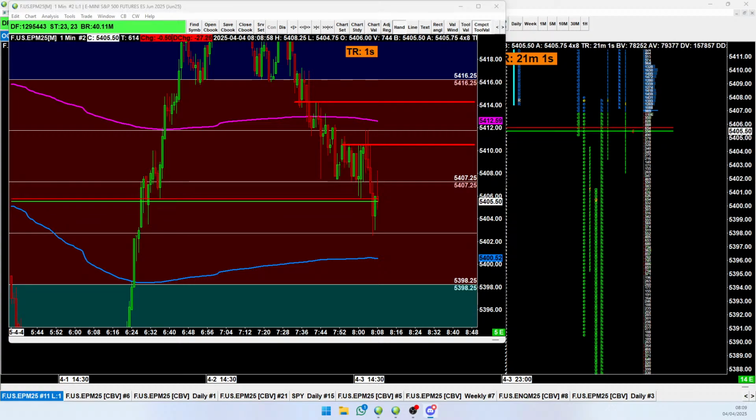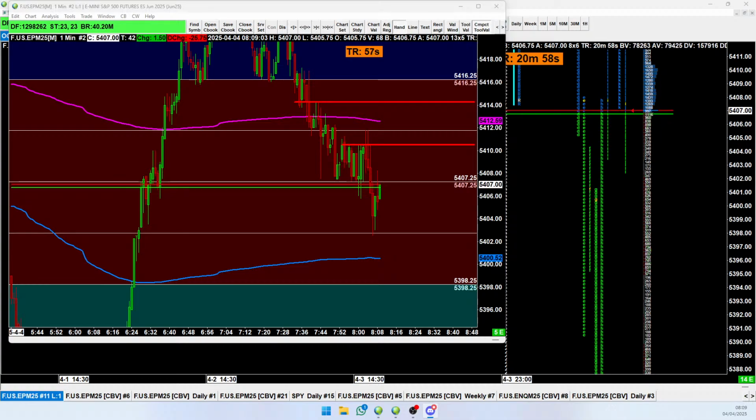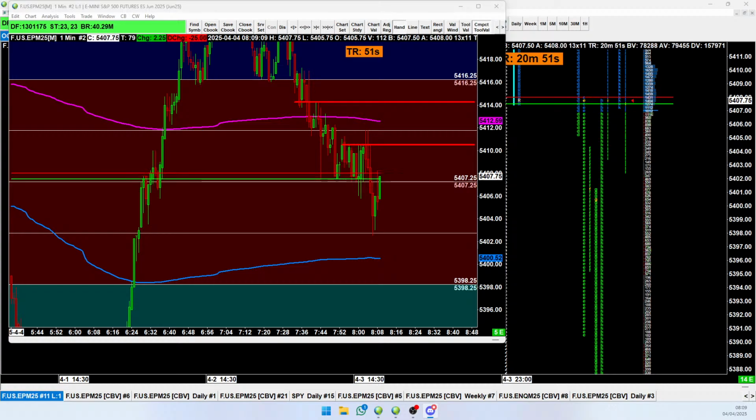Sorry, JJ, if I don't have Sierra, what tools can I use to draw the levels? I think every chart software has a way to draw a rectangle. Correct me if I'm wrong.